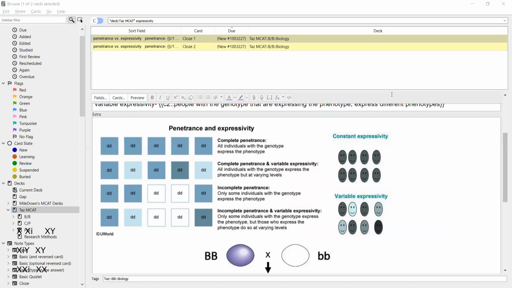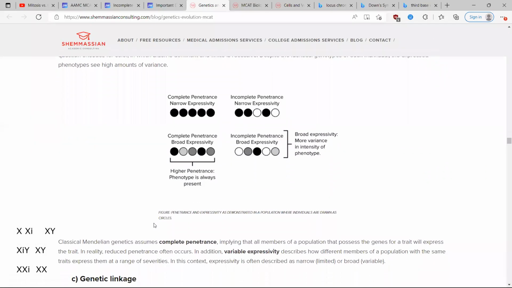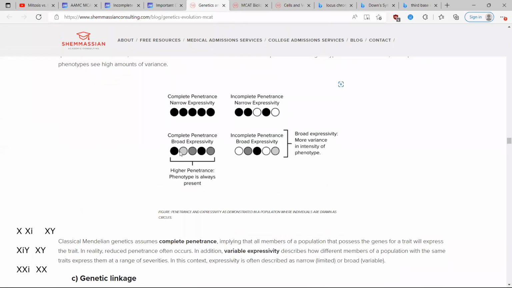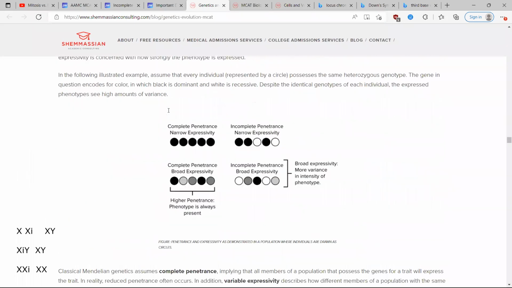Okay, I put it in the chat if you need it. So now let's go to our next little topic. Oh, they used broad and narrow instead. Interesting. That's fine.